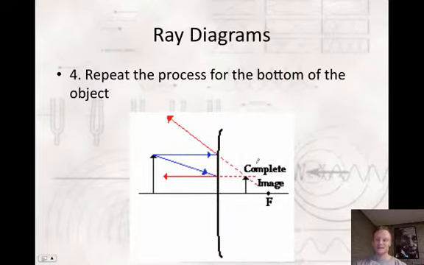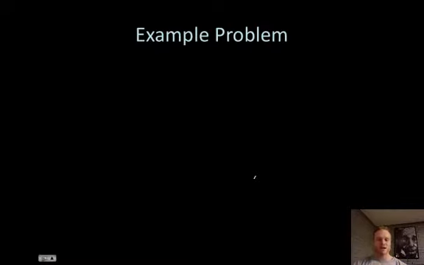If it's an arrow, like what we'll probably be doing, you can basically just draw in the arrow like so. So we drew the arrow in, and that's the complete image. Those are the steps to drawing ray diagrams dealing with convex mirrors. Let's do two example problems again, to give you some practice on how to do this.